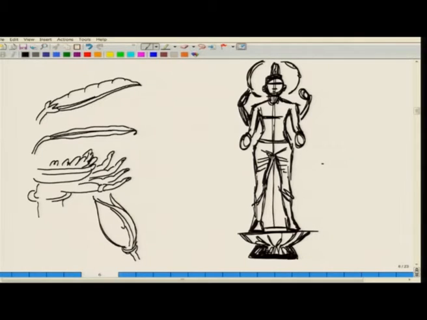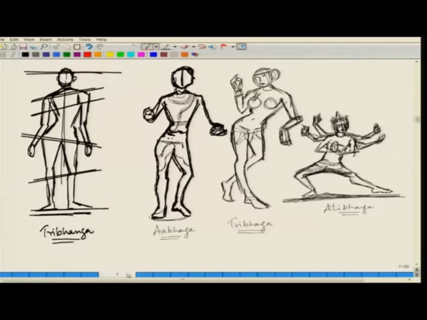A particular figure can either stand in a position that is known as Samabhanga, where things are balanced and both the legs are at equal distance from the center. So, the central balance of the figure lies here, from the top of the spine to this part, where the whole body balance is at 90 degrees, perpendicular to the ground. There are other postures found in Indian sculptures following the same standardized norm.